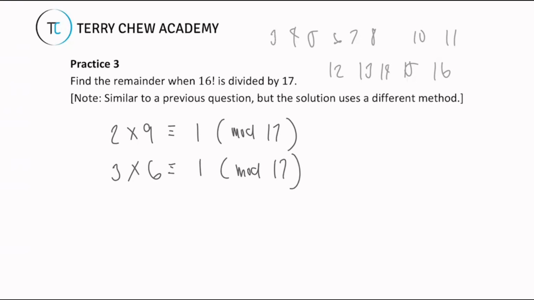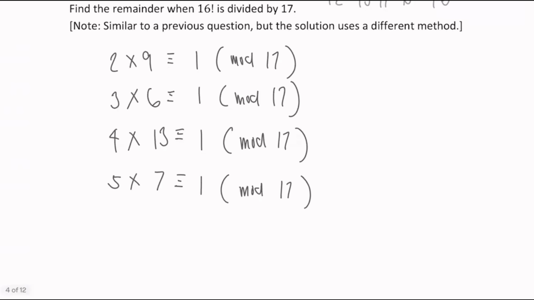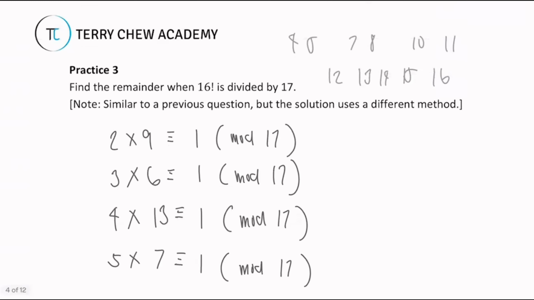Next up is 4. Is there anything I could use? 13. This gives me 52, which is 1 mod 17. Yes, so next up is 5. We could use 5 times 7, right? Because that's just 1. Yeah, so let's take away everything we've done already. 4 and 5 are finished. 7 is finished. 13 is finished.